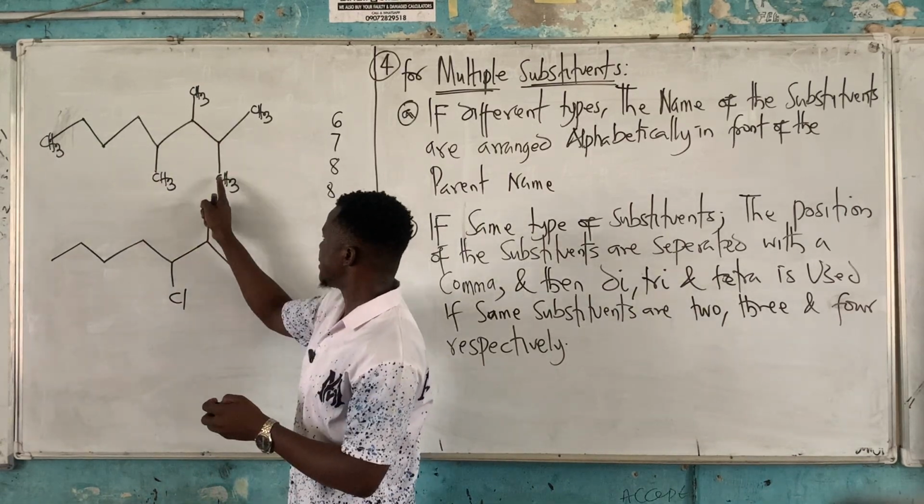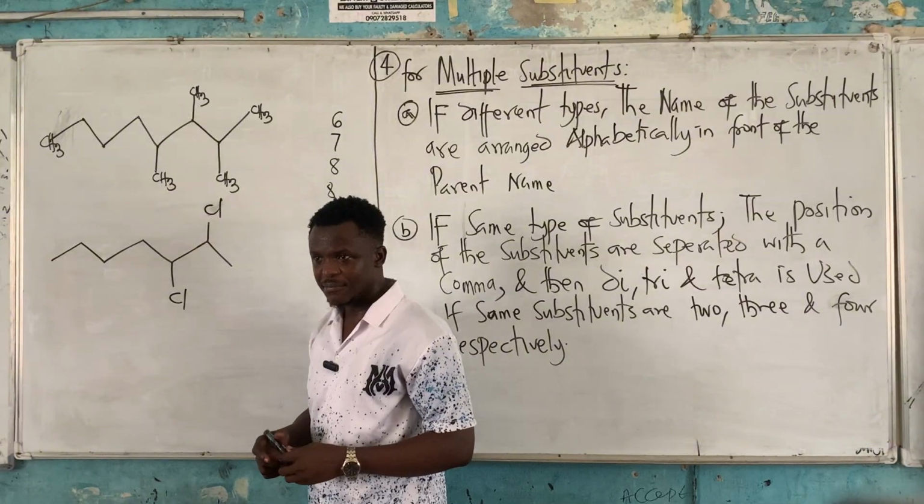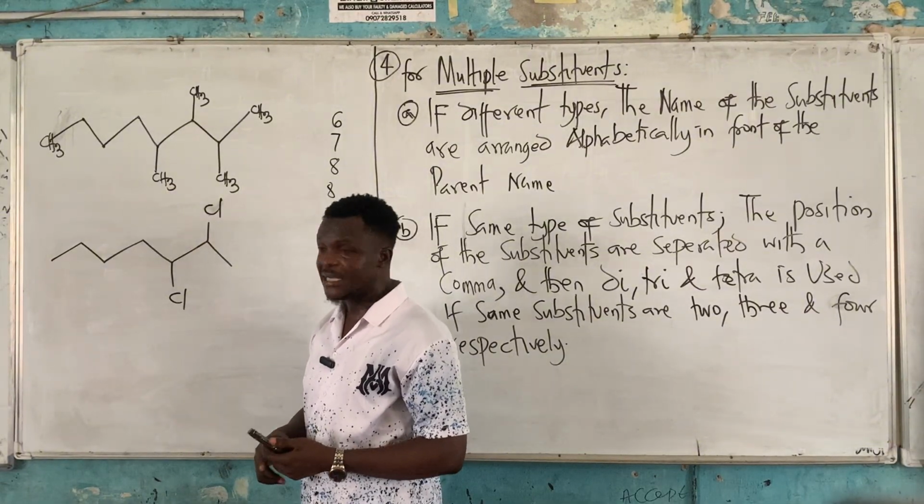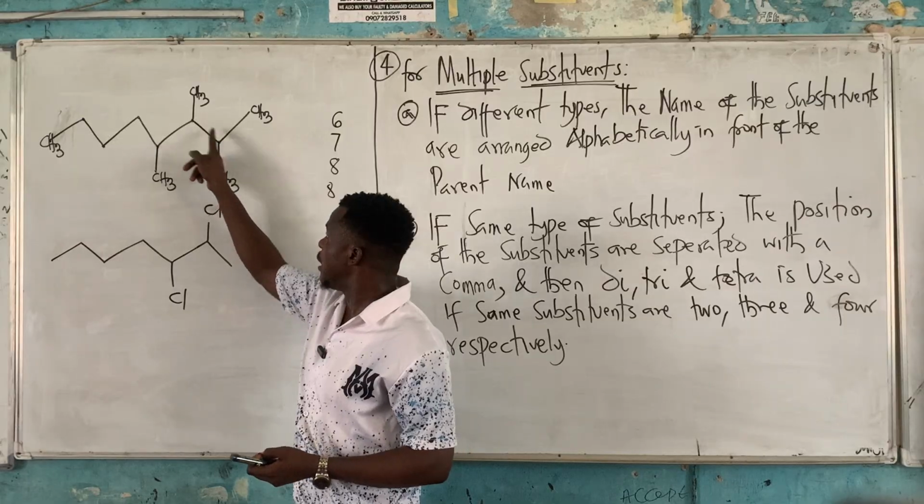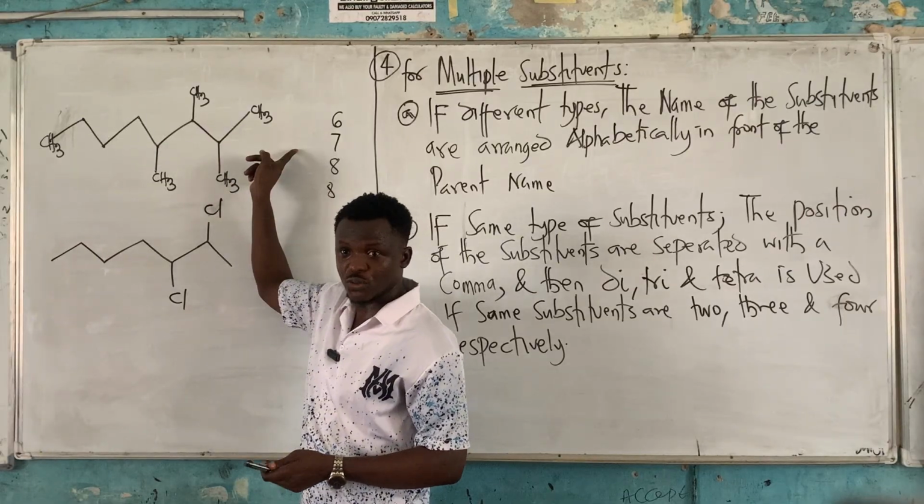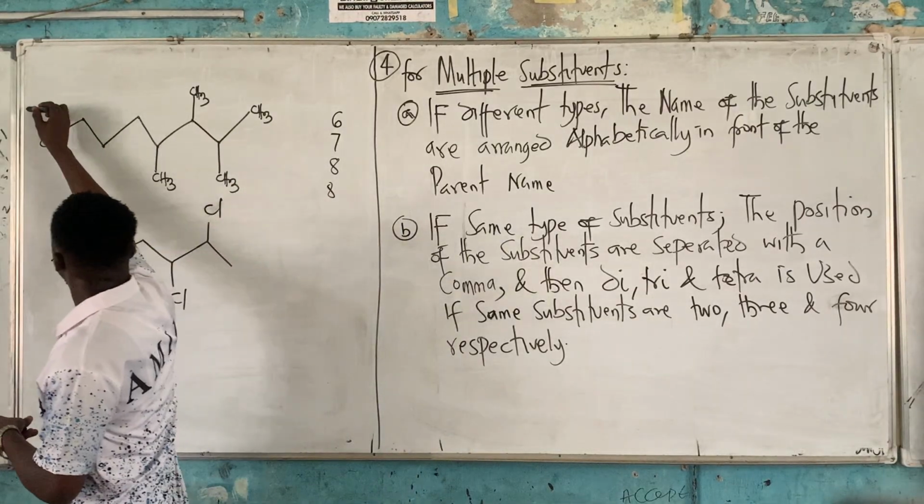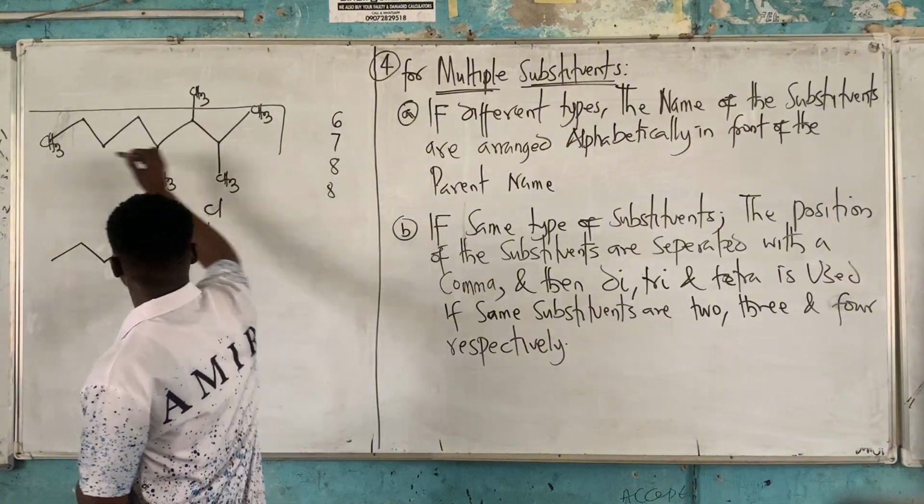We realize that this 8 and this 8, they are the same. Right? They are the same because two of them are on this same carbon. So going like this is equivalent to going like this, you know. So my parent chain is now 8 carbon, which is this guy.